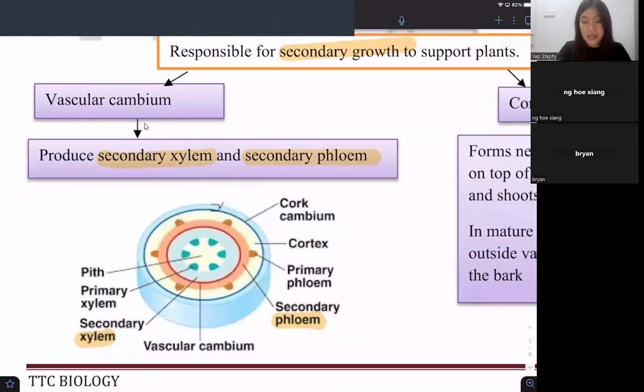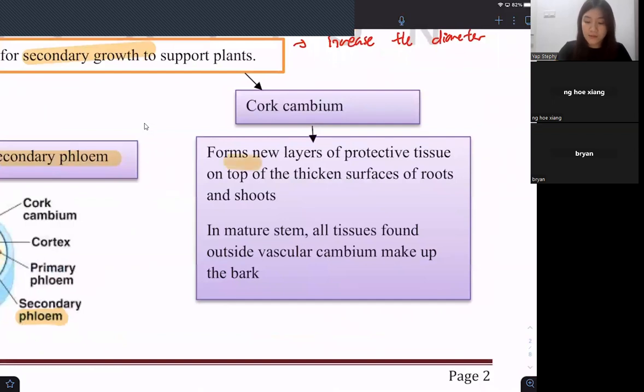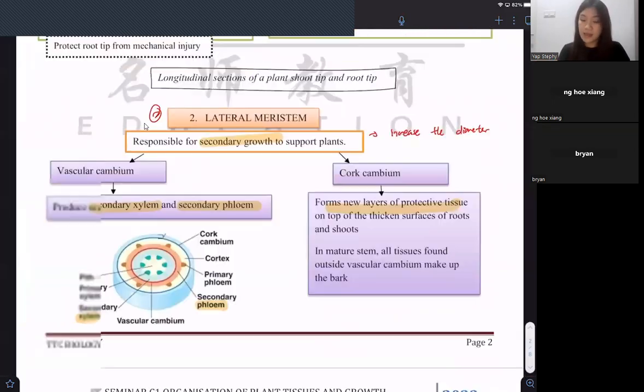And then the second one is the cork cambium. Cork cambium is actually just at the external layer. And this one is the cork cambium. They will form the new protective layer. So this is for the cork. Okay, can? Yeah, like this.